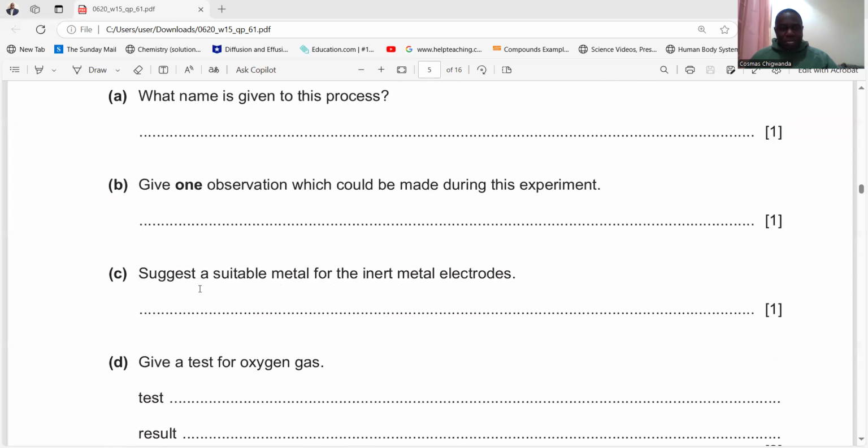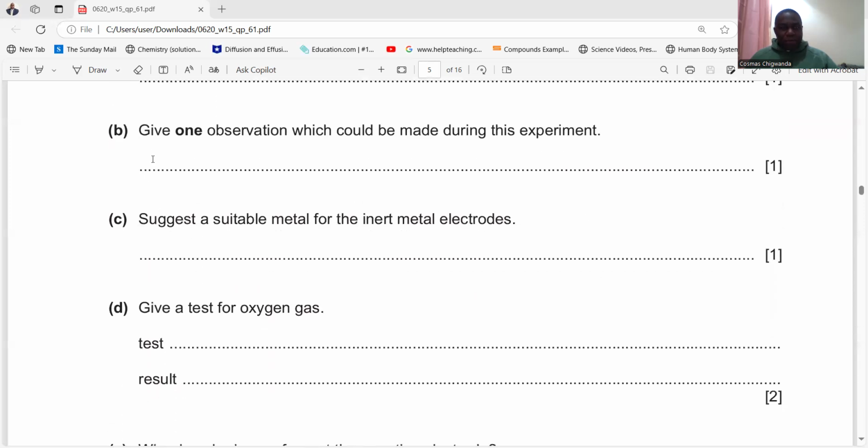So two observations that we can actually write down here, or even one, the question needs one, but I'm going to give you two. Bulb lights up, or you can say bubbles are produced. But the question needs one, so don't put both, and don't be in the habit of putting answers like all. Just stick to one answer.